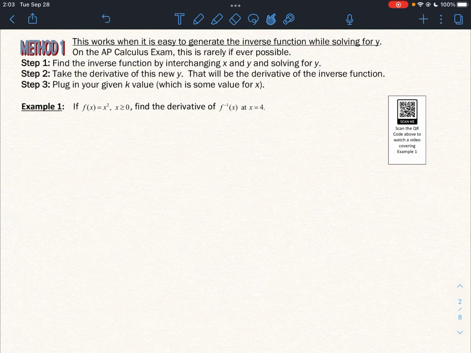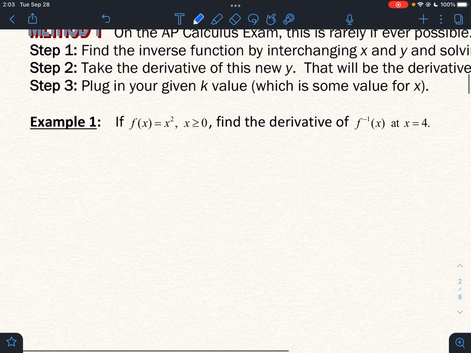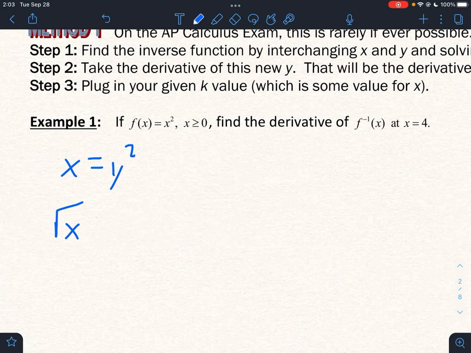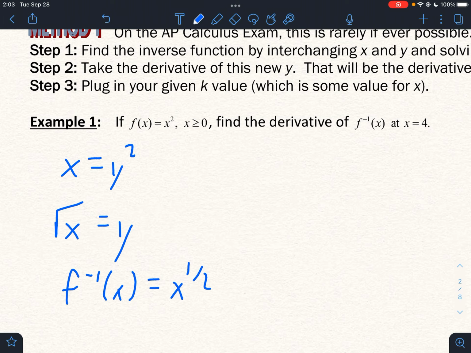This first method only works if it's easy to actually find the inverse function of the original function. This is not going to happen most often in calculus. We're not going to make it that easy on you. Well, let's take a look at what would happen if it did. The first step would be to find the inverse function. We do that by exchanging x and y and then solving for your new y. So the inverse of f is x to the 1/2, or root x.